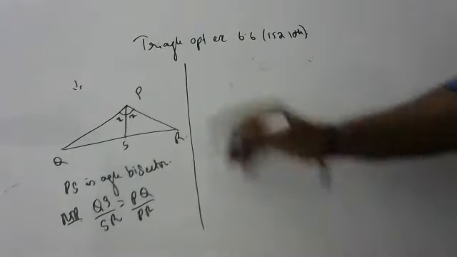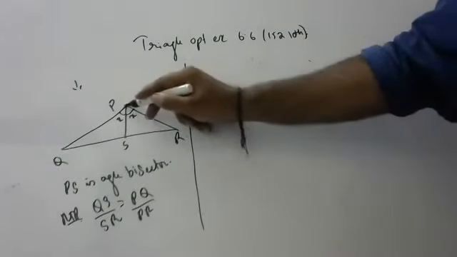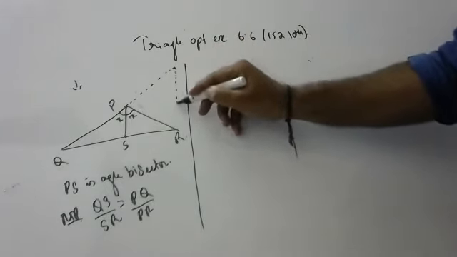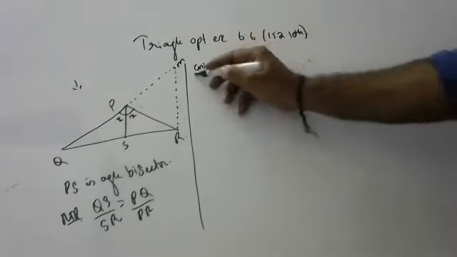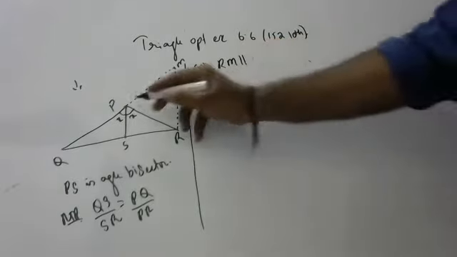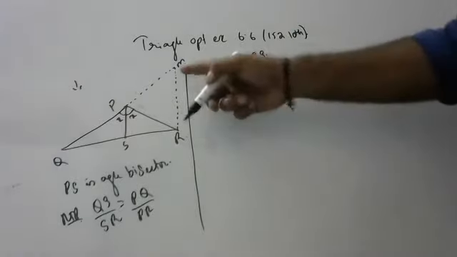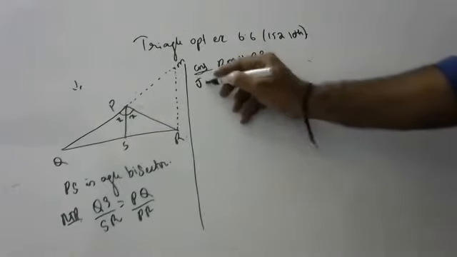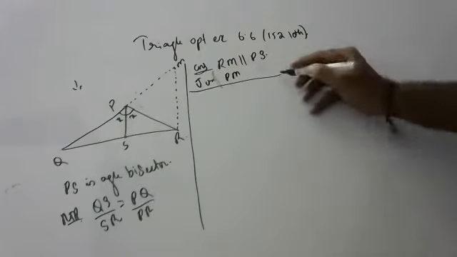Now what will I do, children? I will extend this line, and here I will join this. Okay, so construction. Children, construction: what I am doing is drawing RM parallel to PS. Children, write the construction: RM drawn parallel to PS. You should understand it very easily. After that, join here. Once you do this, everyone will understand.